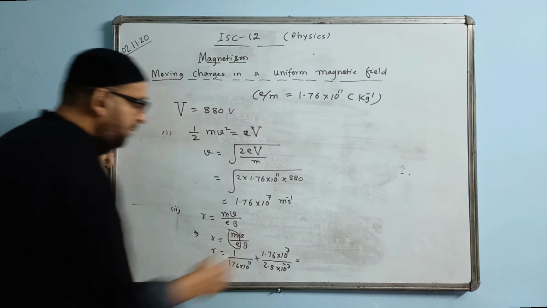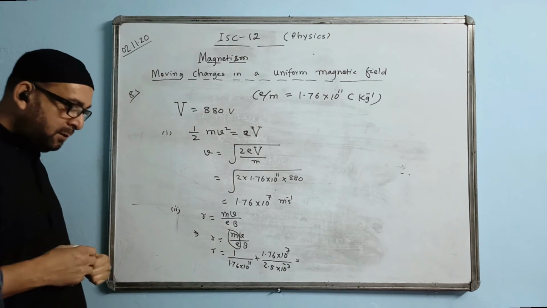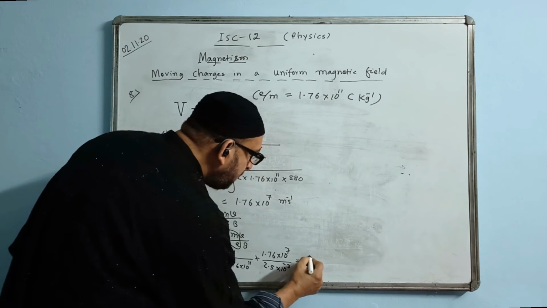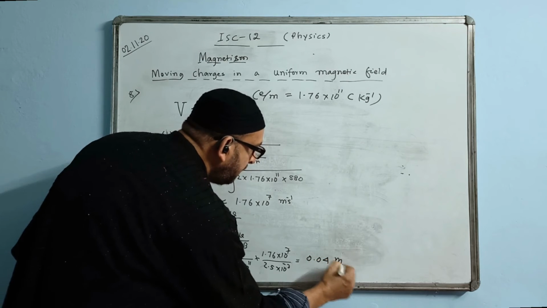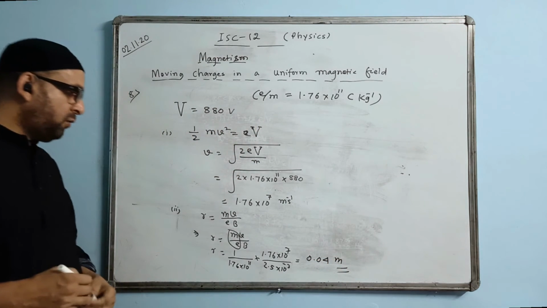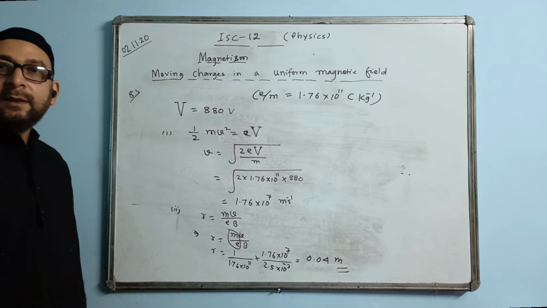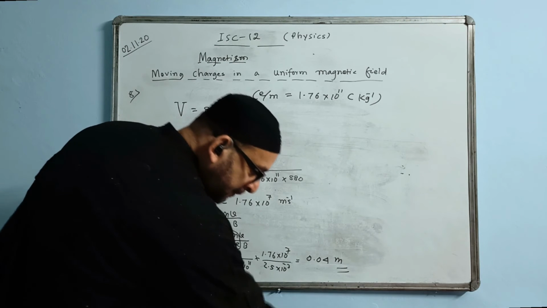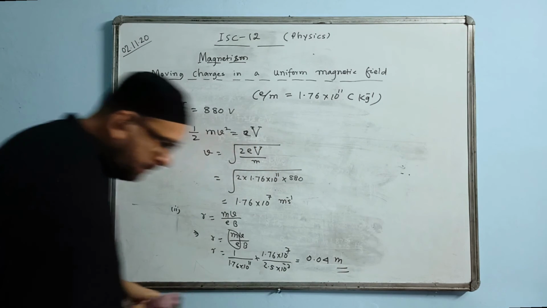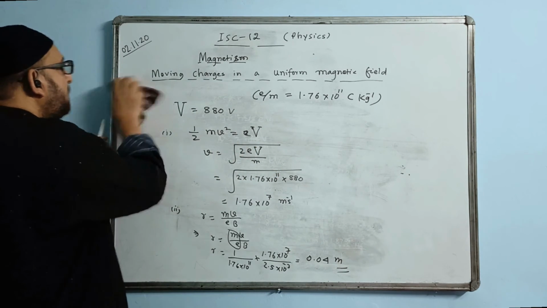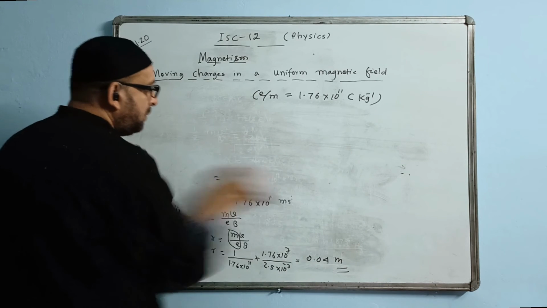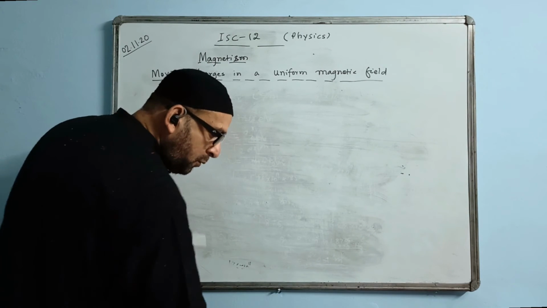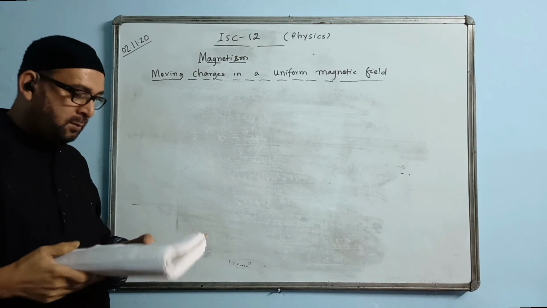Now we will be doing the calculation. So once we calculate, the answer will be 0.04 meter. This is the answer. 0.04 meter will come. That is the radius of the path. This is the solution for this question. Now mostly the problems are over, but one or two more problems we'll do and this chapter is over.